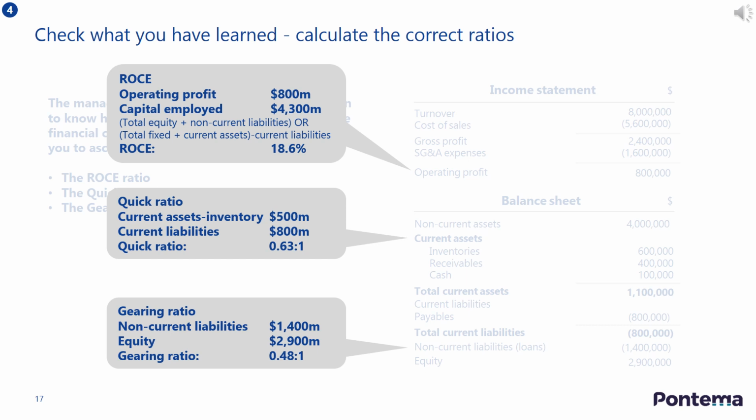For the quick ratio, which is the current assets minus inventory over current liabilities, you can take $500 million over $800 million, giving a ratio of 0.63 to 1. And finally, for the gearing ratio, which is long-term debt over equity, you can take $1.4 billion over $2.9 billion, giving a ratio of 0.48 to 1.